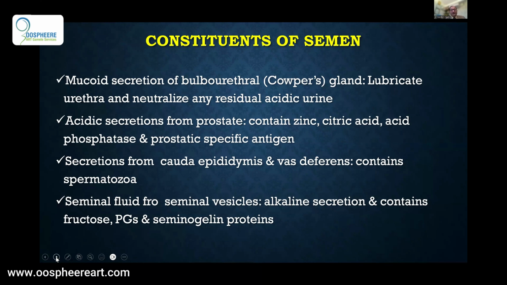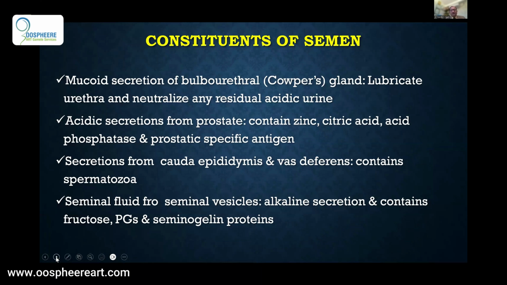Second come the acidic secretions from the prostate. When we say acidic secretion, they allow the semen sample to have an acidic pH, and that's why it is important. It contains zinc, citric acid, acid phosphatase, and prostate specific antigen. So these four contents are the part of the prostatic secretion.